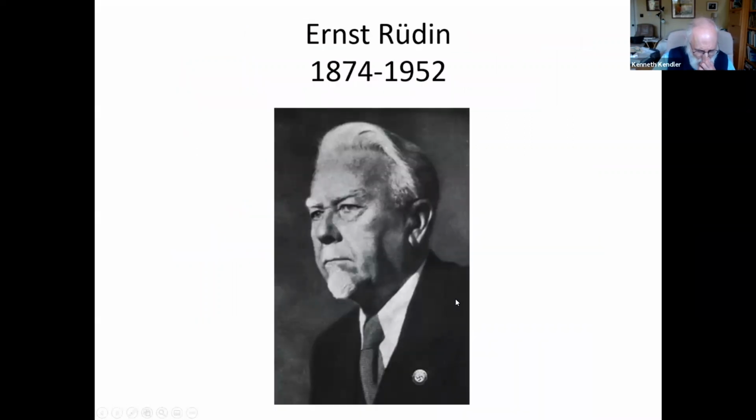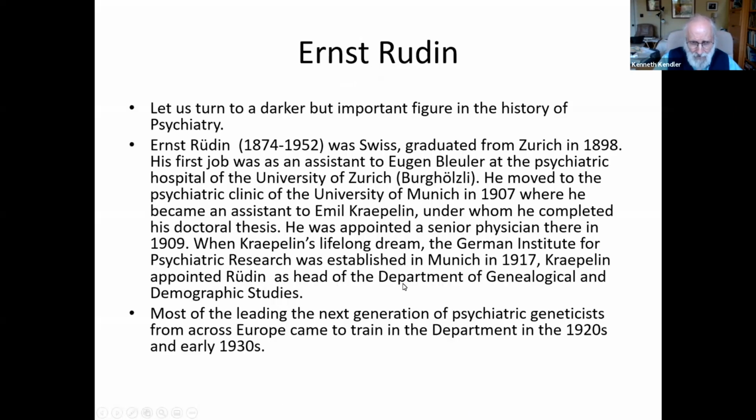Let me now turn to what will be a darker part of the history of psychiatric genetics. This is the figure Ernst Rudin. I will again give you a brief biography. Those of you who can see will notice that he had a little lapel pin on with the swastika, and that will be part of our story. Well, Ernst Rudin was born in 1874, died in 1952.